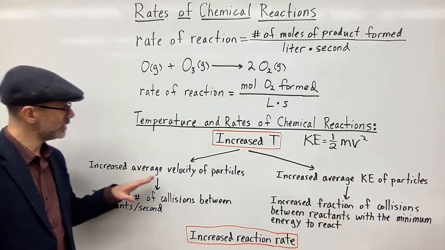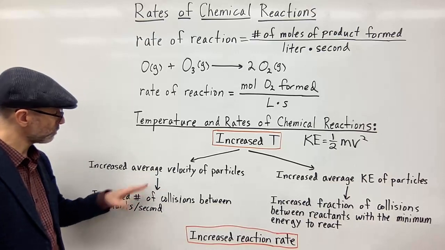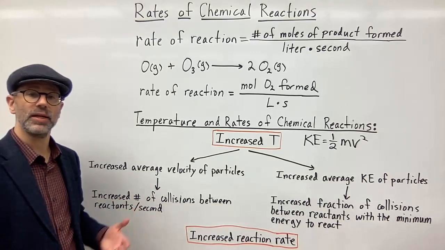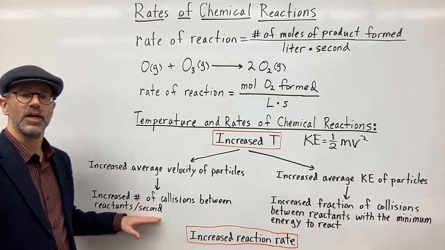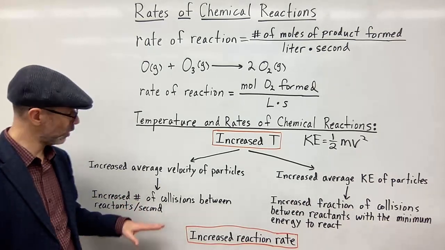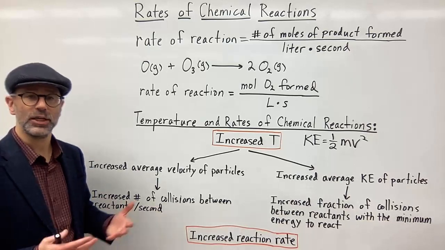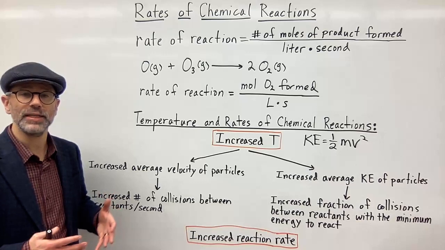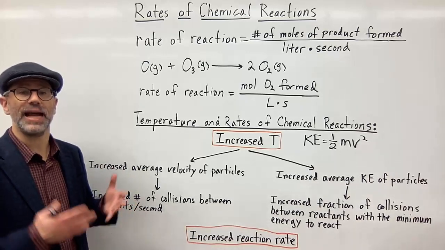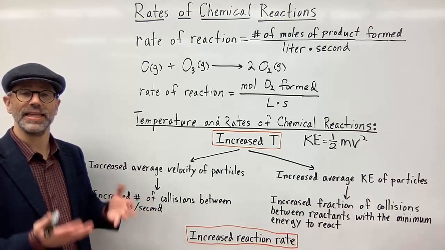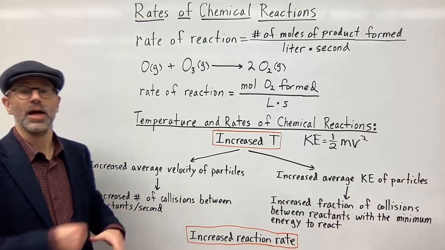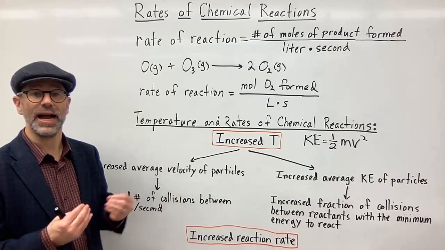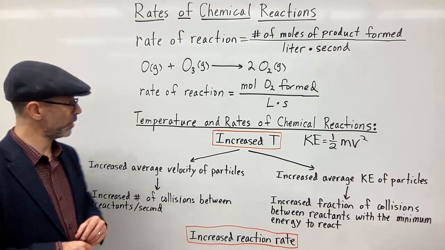If you increase the average velocity of the particles, that's going to increase the number of collisions between the reactants per second. So in a given amount of time, say 1 second, if you increase the speed of the particles, then you're going to increase the number of collisions you're going to have in that 1 second. Why? Because they're moving faster, right? Moving faster means they're going to collide more often in a given period of time.